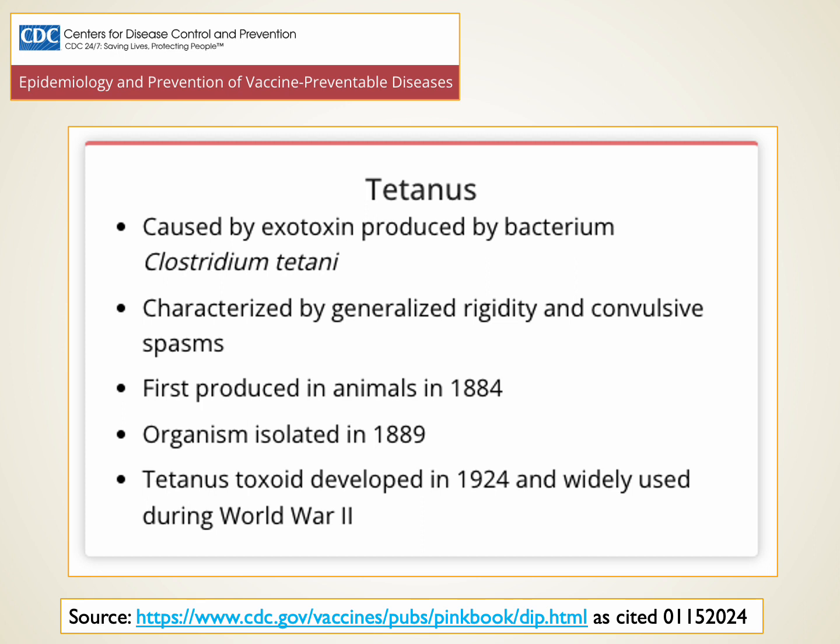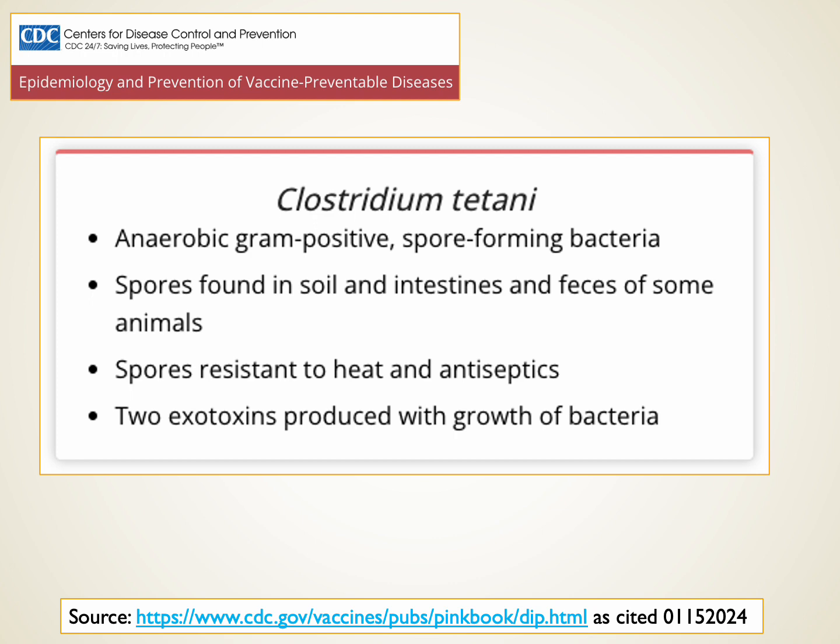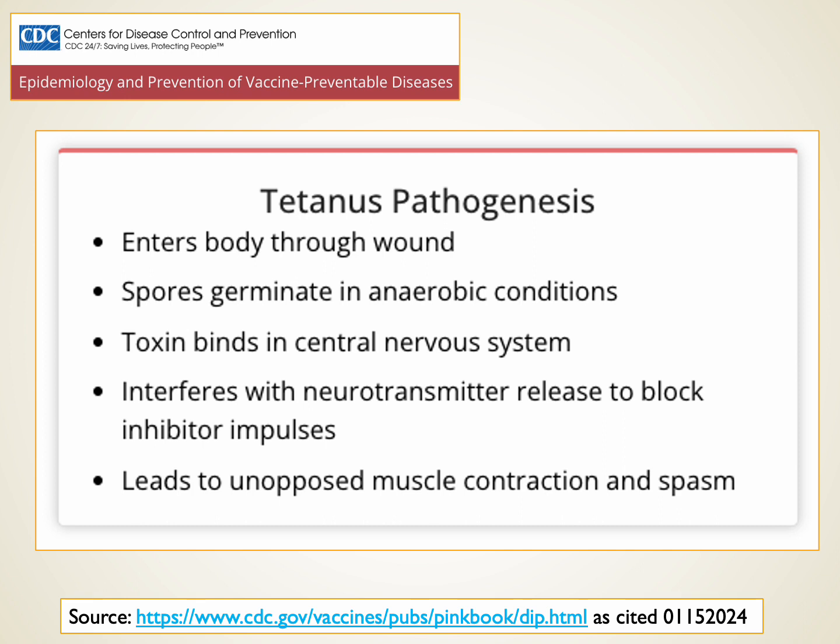Tetanus is caused by an exotoxin produced by Clostridium tetani. It's characterized with rigidity and convulsive spasms. It's been around for a while. The tetanus toxoid was developed in the 1920s and started to be used pretty widely during World War II. It's an anaerobic gram-positive spore-forming bacteria. It enters the body through wounds. Typically, you think of the rusty nail, but really through dirty puncture wounds, typically. The spores germinate in anaerobic conditions, and it leads to unopposed muscle contraction and spasms.